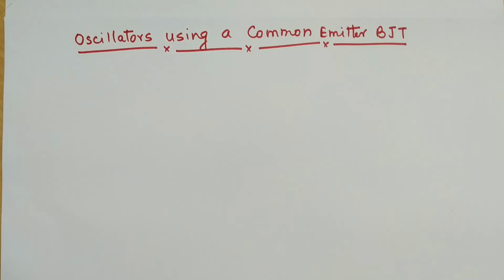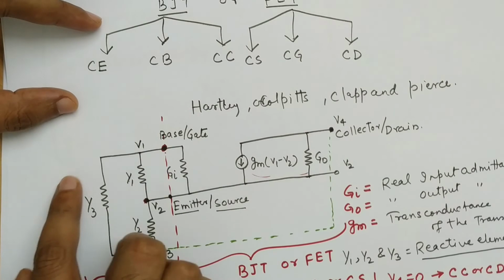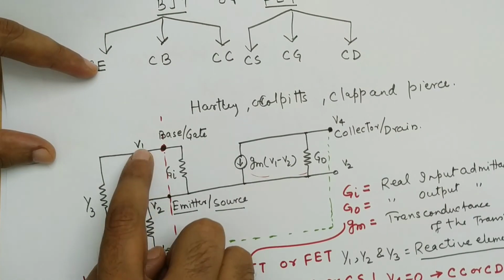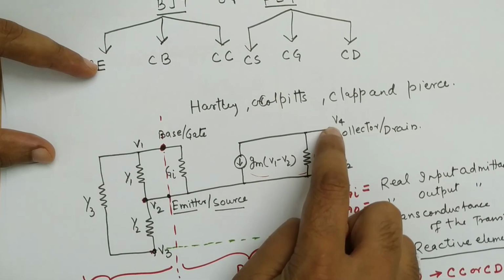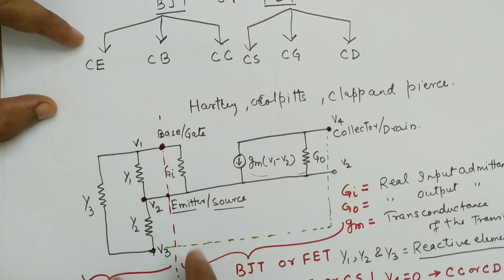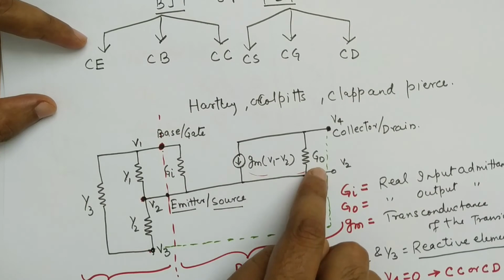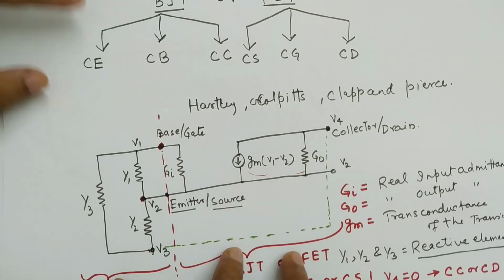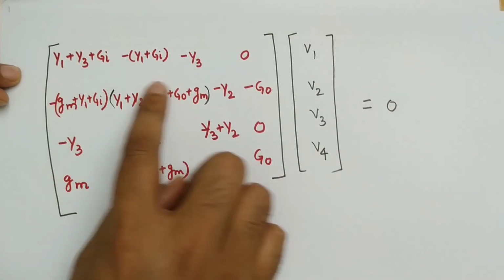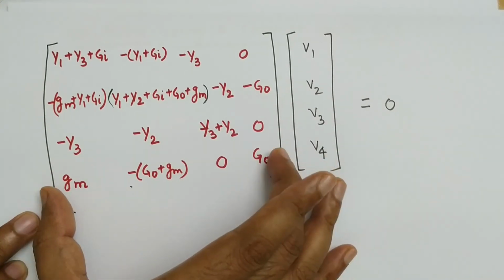So in the last video we have seen that for a general transistor and feedback network we have a total of 4 nodes, V1, V2, V3 and V4, and we have studied the various elements of the feedback network, the input and output admittance, transconductance, and finally we have found the Kirchhoff's voltage law in matrix form, where the multiplication of this will be 0.